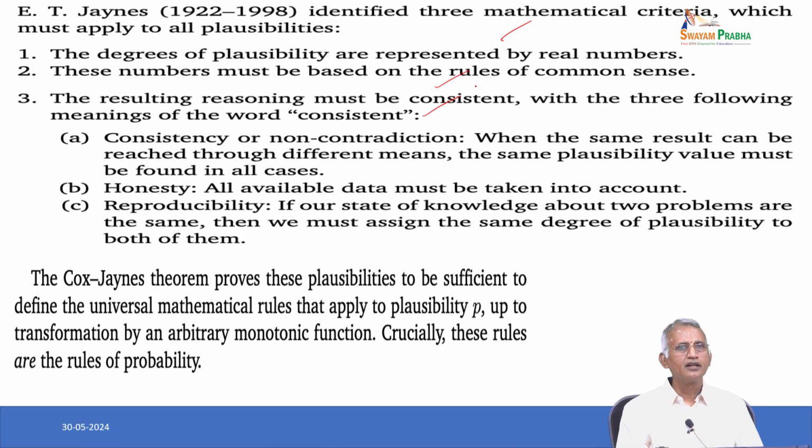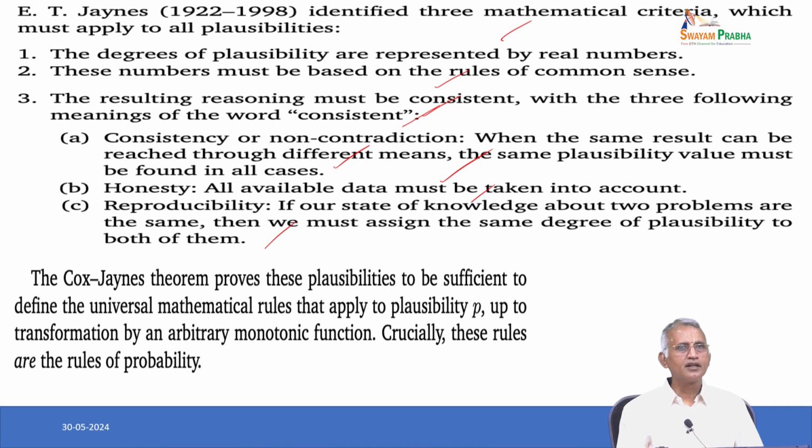Number one, consistency or non-contradiction: when the same result can be reached through different means, the same plausibility value must be found in all cases. Number two, honesty: all available data must be taken into account. Number three, reproducibility: if our state of knowledge about two problems is the same, we must assign the same degree of plausibility to both of them. So, these are all the three reasoning criteria, and they should be consistent.